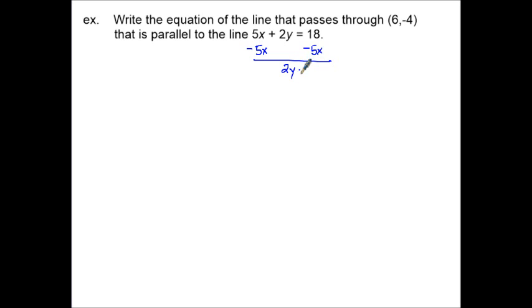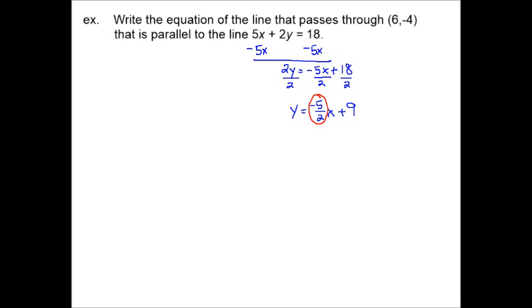Gives me 2y, and I've got negative 5x plus 18. And once I get that far, I divide off the 2. Okay, and in just a second I'm going to look at something that I like here. I've got negative 5/2x. Realistically 18/2 is going to give me a 9, but I'm not really worried about that. I'm worried about this guy right here.